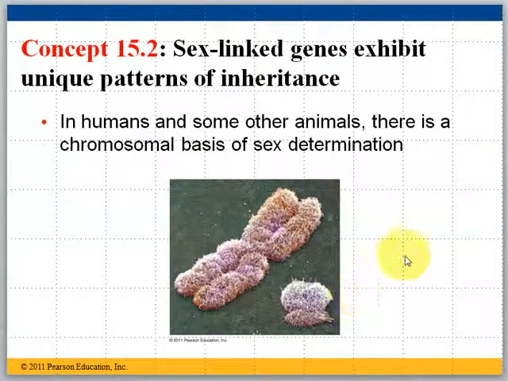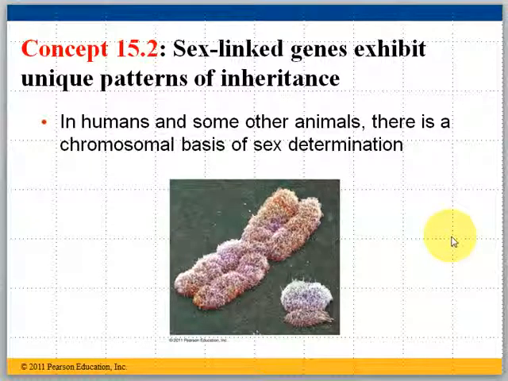So the X and Y chromosome, in the case of humans, these sex-linked genes and these sex chromosomes tend to be a little bit different than the autosomes. And what that means is sex-linked genes that are located on the X or the Y tend to be inherited in a unique pattern, different from perhaps the other genes that we've been talking about.